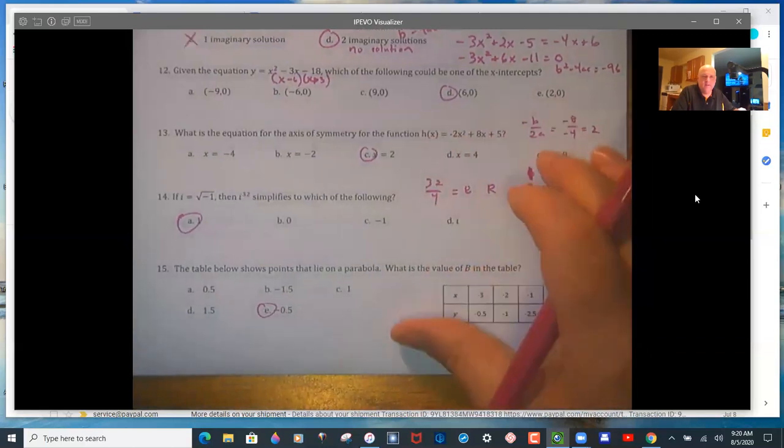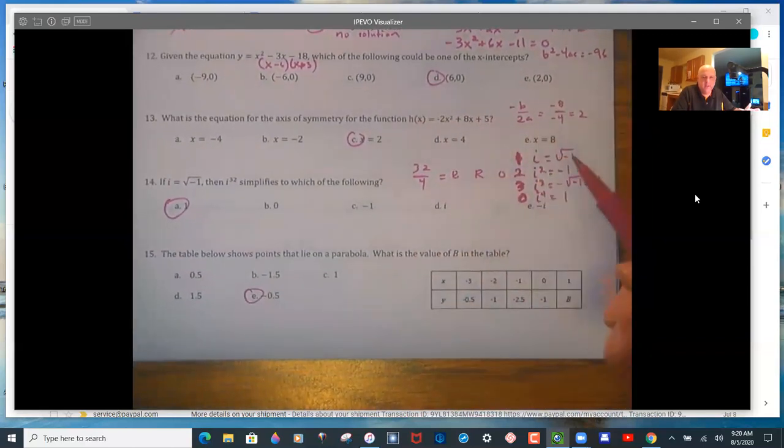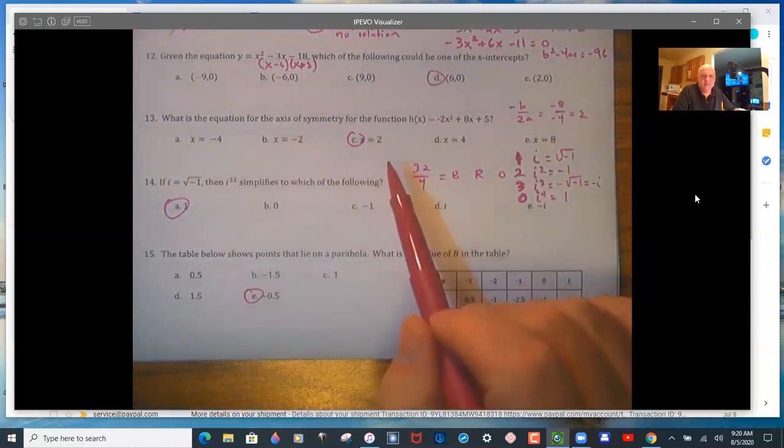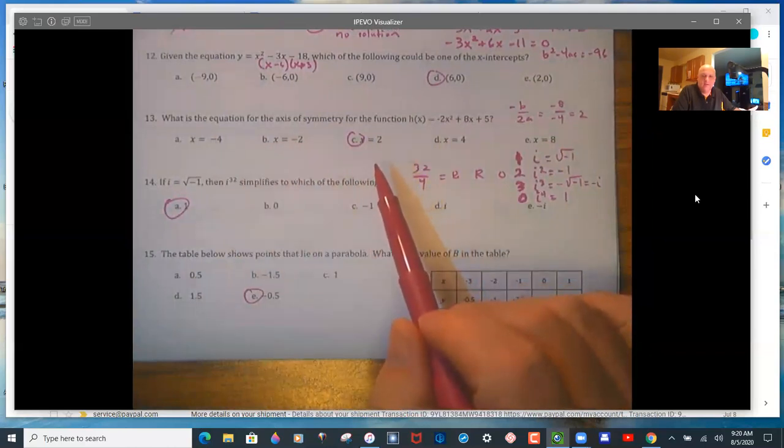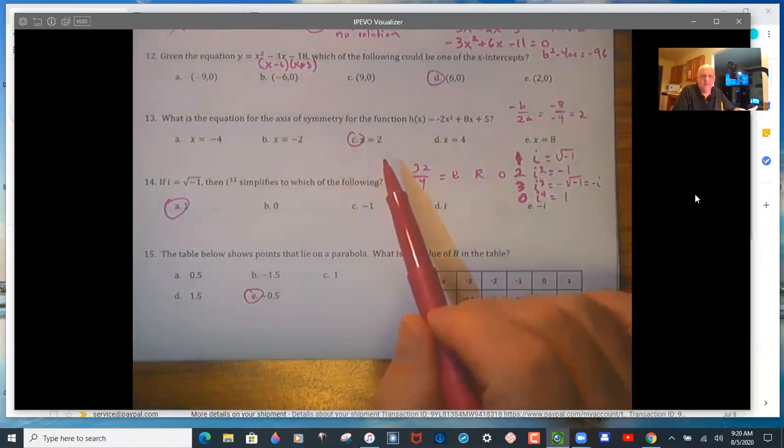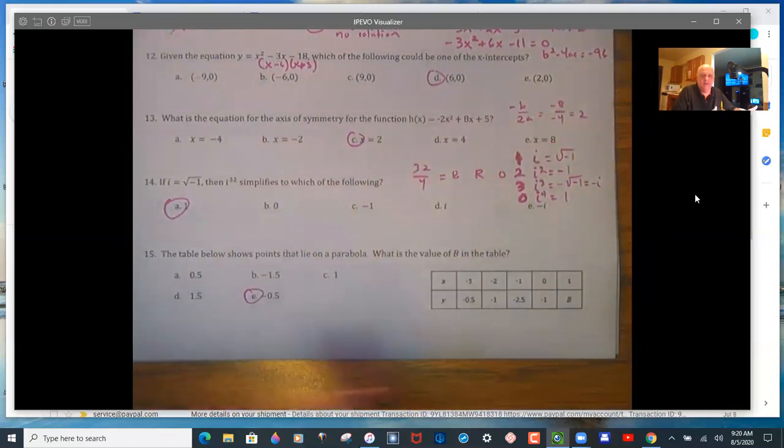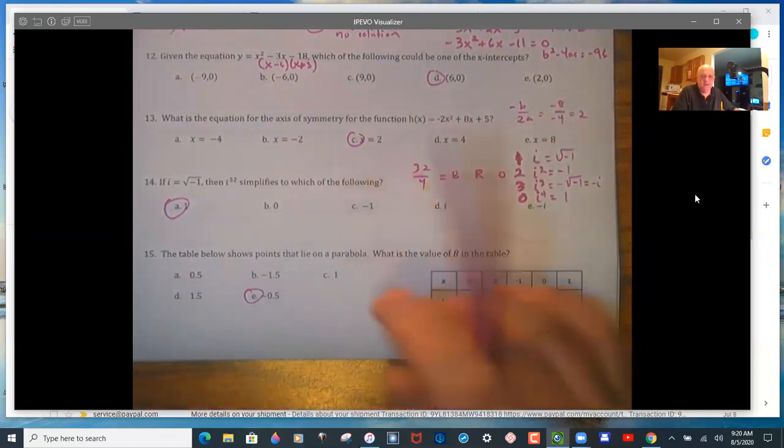My advice on this is to look at the table. These are all integer values, which means that you can see it on the table. Which of the following is the equation for the axis of symmetry? That's just the x value of the vertex. Again, put it on the table, enter it on your graphing calculator, and find the vertex. It's just the x value.